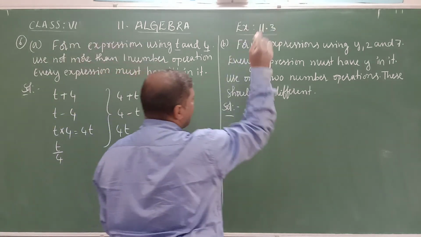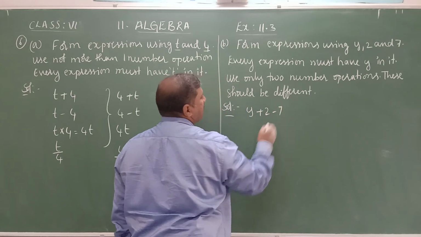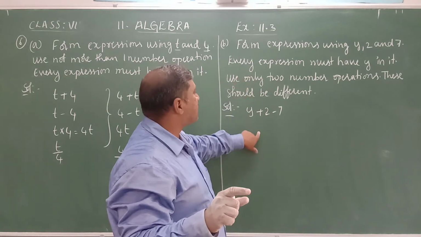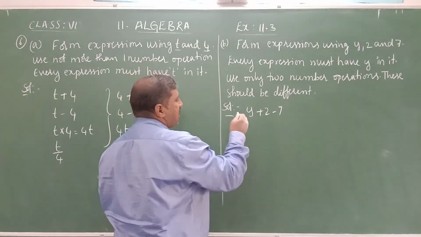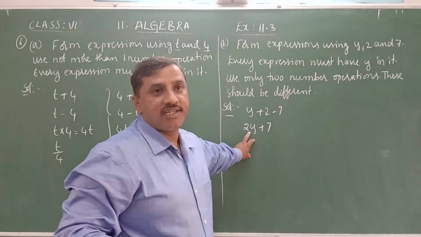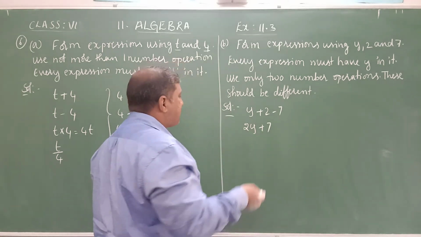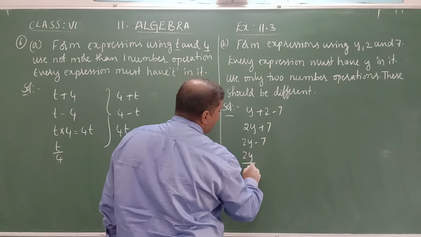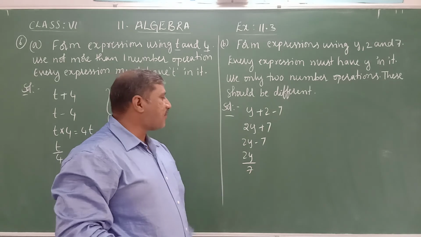So we will get n number of options. We will write some here. It is y plus 2 minus 7. Two different arithmetic operations we have to use, plus and minus, addition and subtraction. Now 2y plus 7. 2y means 2 into y, multiplication, plus 7, addition. 2y minus 7. 2y divided by 7.